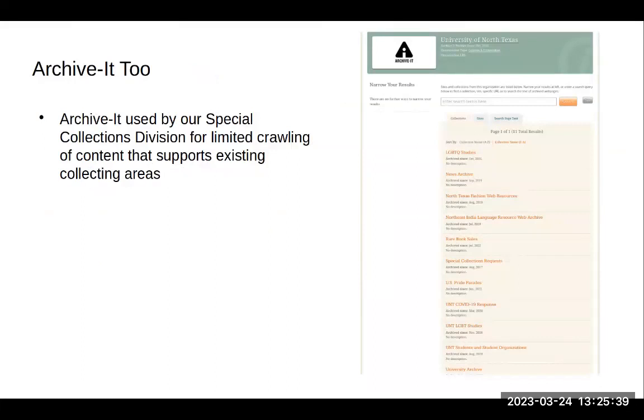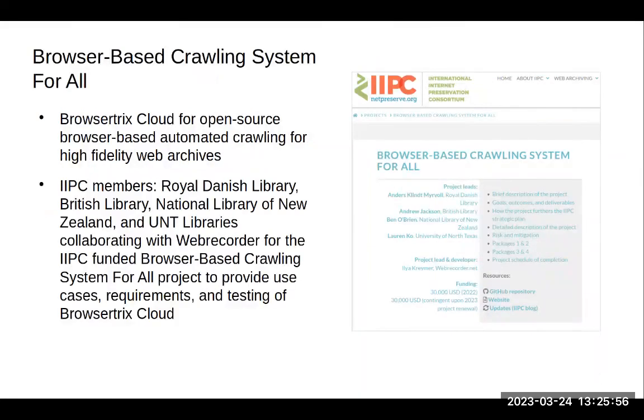I'll mention that we also have an Archive-It account at UNT Libraries. It's used by our Special Collections Division, which is separate from the division that I'm in, and they use it for limited crawling of content that supports some of their existing collecting areas, such as LGBTQ studies and the university archives. That said, we do really like to use open source software in my division.